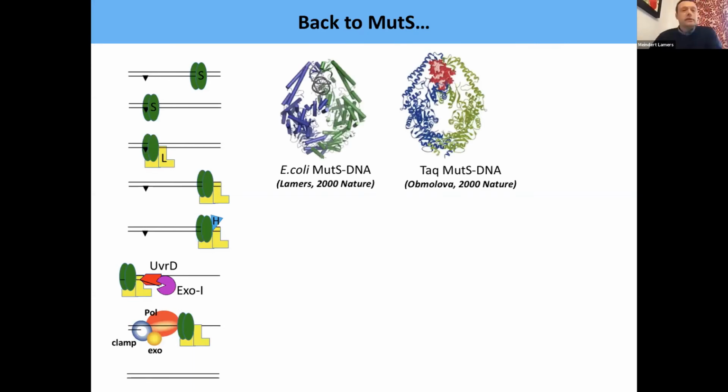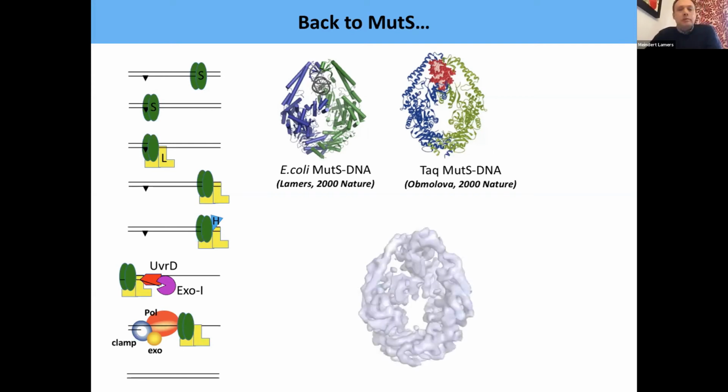So about 20 years ago, we determined the crystal structure of MutS bound to the mismatch, which is a key step in the repair cascade. But ever since, we've not been able to understand all the subsequent steps in much detail. So recently, we've started looking at this again, now using cryo-EM.